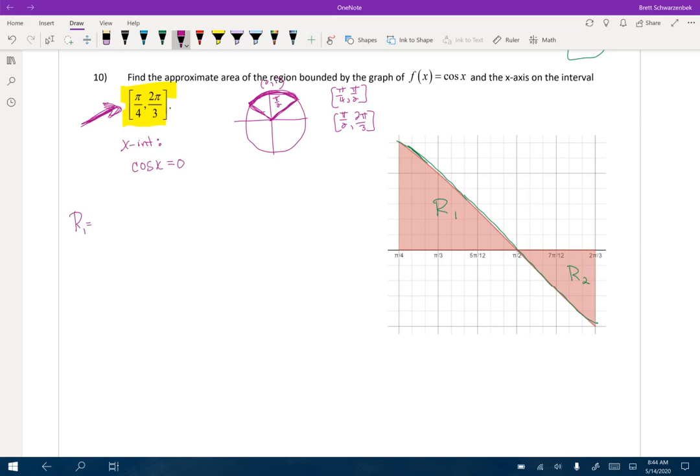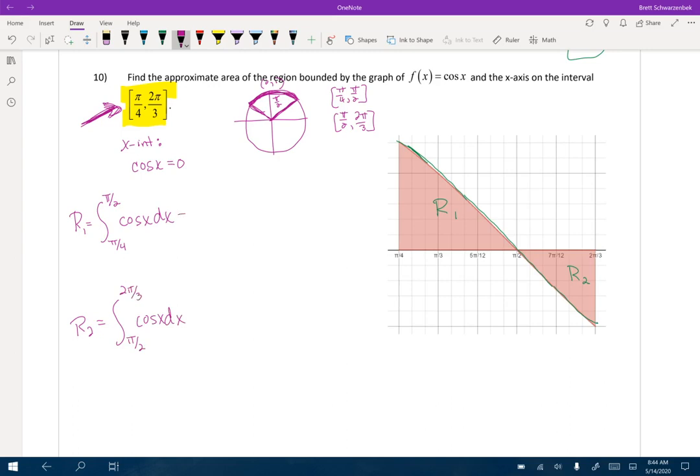Region 1, we have to take the integration of our function cosine x from pi over 4 to pi over 2. Okay. Some students will reverse these limits, just keep track of their value. Obviously, pi over 2 is much larger than pi over 4, twice as large actually, dx. Region 2 is going to be the same cosine x dx, because we're on the same curve, but we're going from pi over 2 to 2 pi over 3.